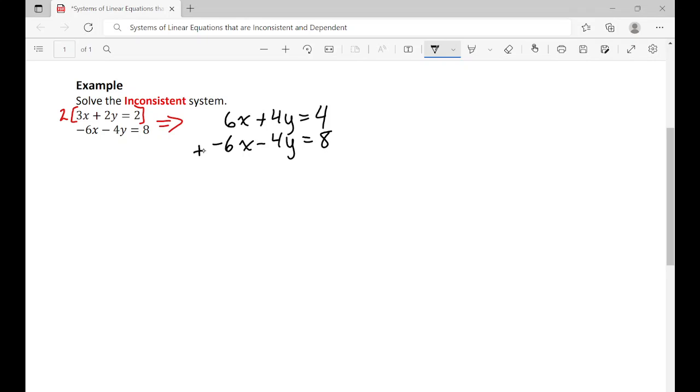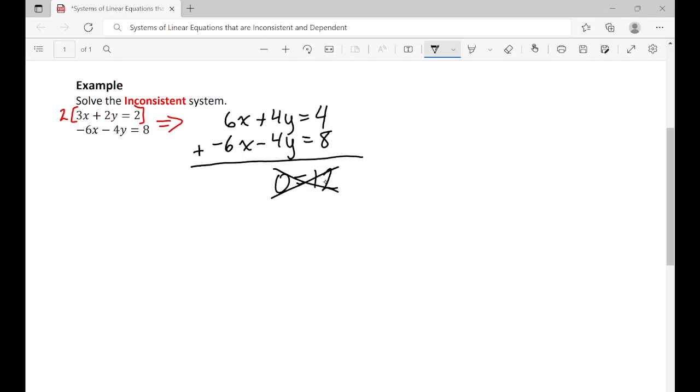And now using the elimination method, I'm going to solve it. 6x plus a negative 6x is 0. 4y plus a negative 4y is 0. And then 4 plus 8 is 12. And 0 equals 12, which is obviously not true.